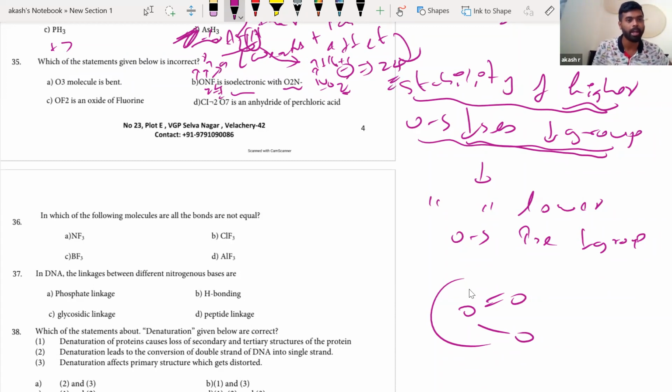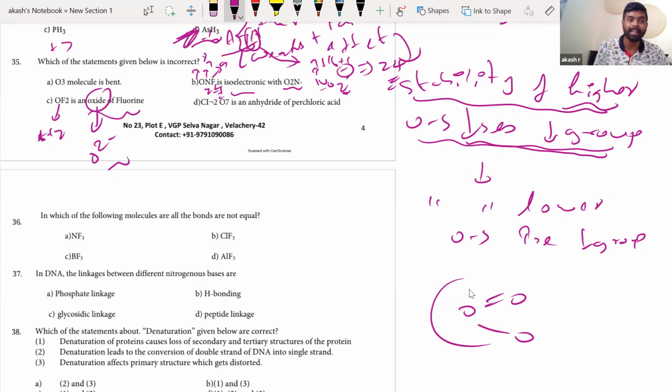OF2 is an oxide of fluorine. No, please understand, oxide means I need to have O2 minus. Now I know oxygen is in the +2 oxidation state here. It's not minus. Fluorine is more electronegative.